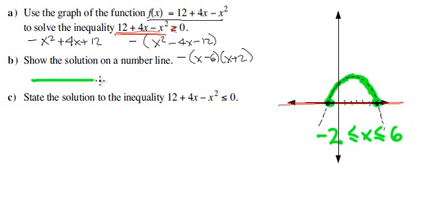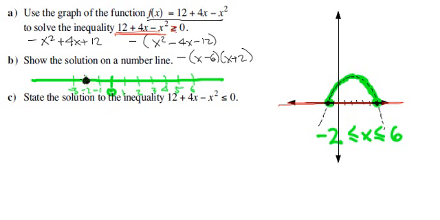What does that look like on a number line? So we have 0, 1, 2, 3, 4, 5, 6, minus 1, minus 2, minus 3, that should be enough. So our solution, we're saying here, is everything from minus 2 up to 6.